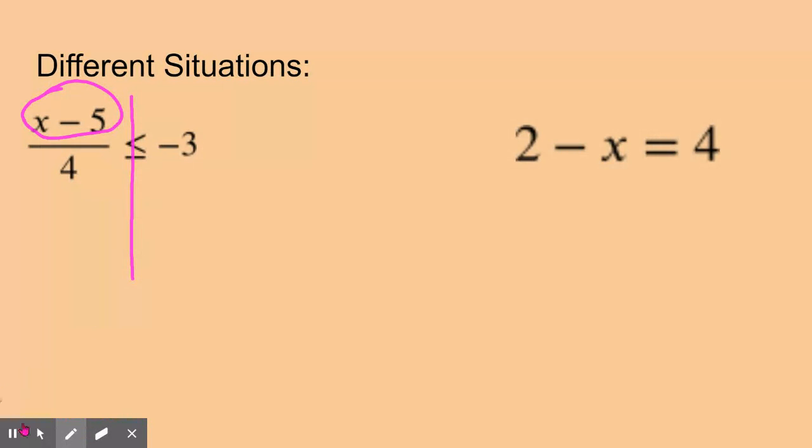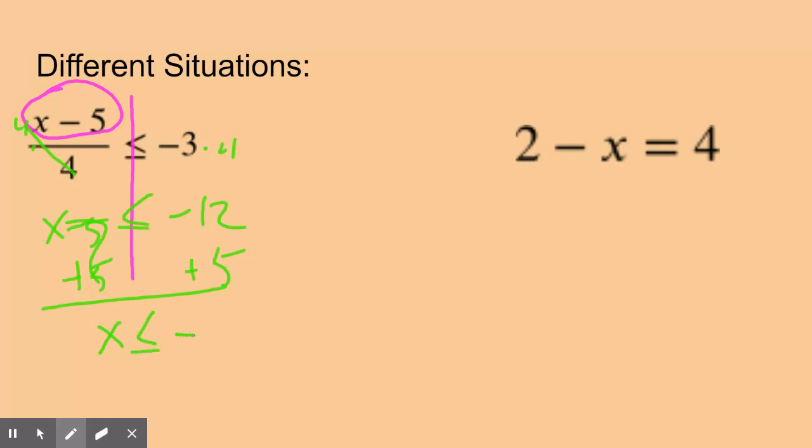So now what I'm going to do is multiply both sides by 4. So I have x minus 5 is less than or equal to -3 times 4, which is -12. Now I see the -5. I add 5 to both sides, and I get x is less than or equal to -7. So on this one, we have to be careful: you cannot take care of anything in the numerator until you get rid of the denominator.